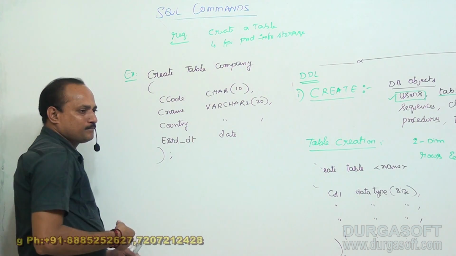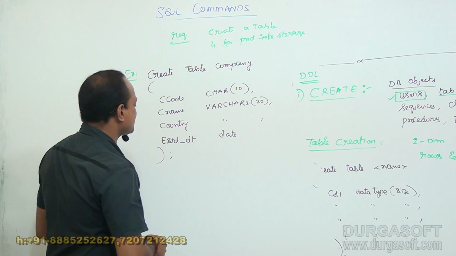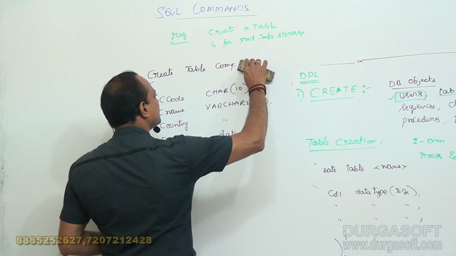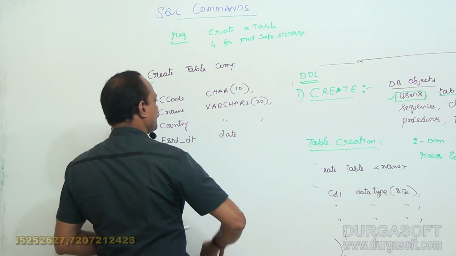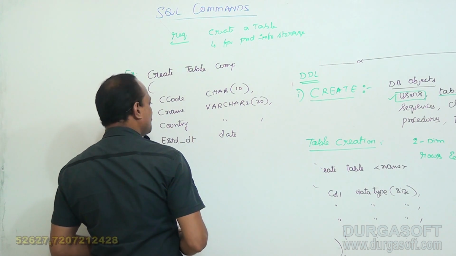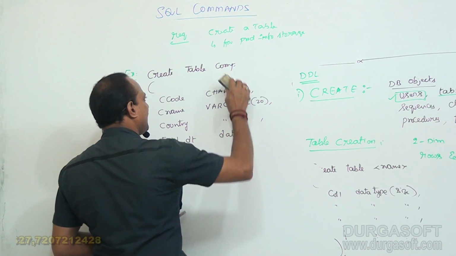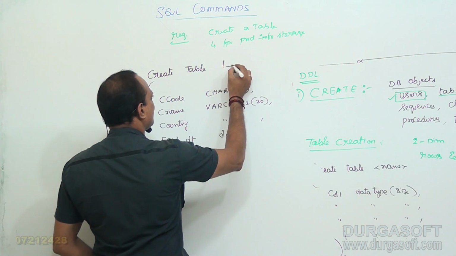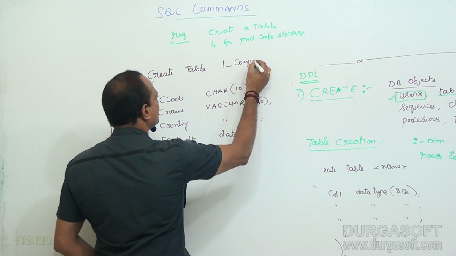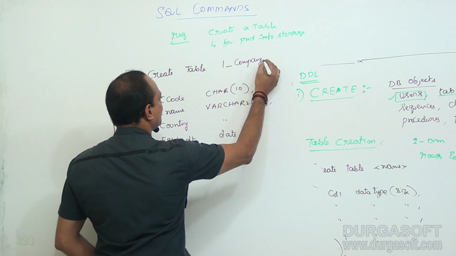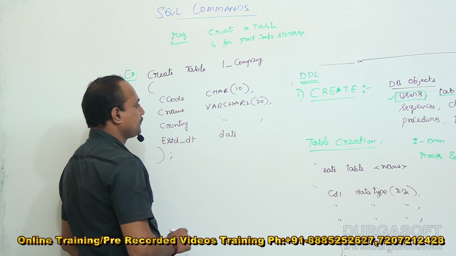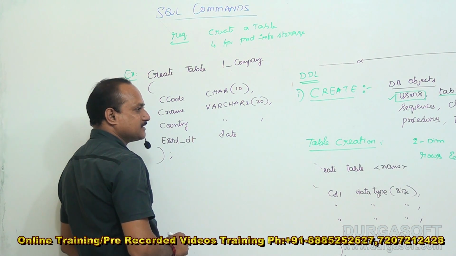a table name other than this? See, can I specify a table name like COMP? Okay, yes, you can specify. Can I specify a table name like this, my first company table, 1_company? No, you don't have to specify like this.